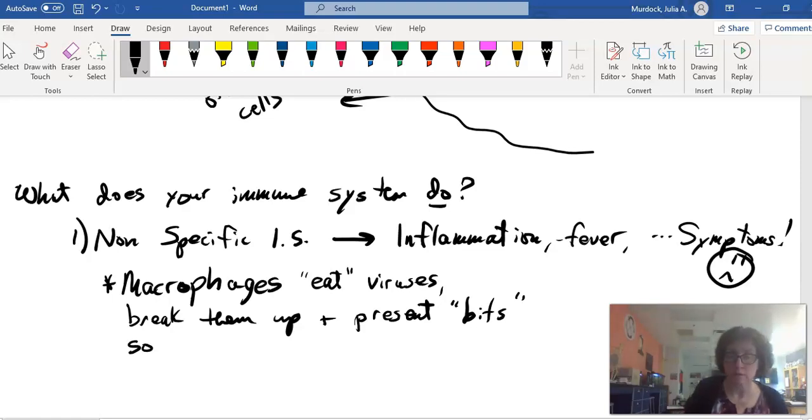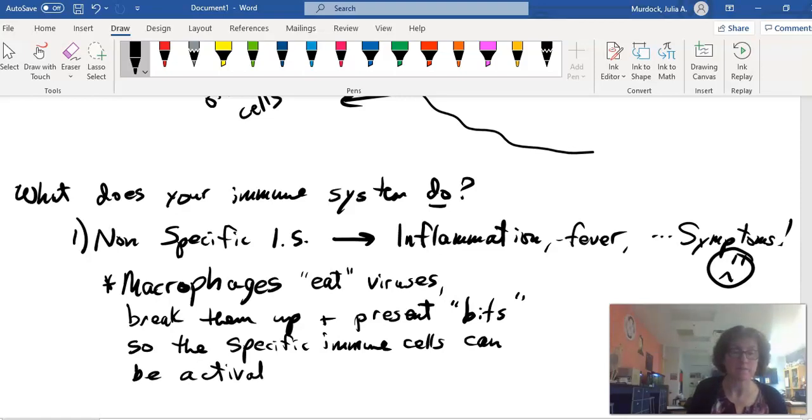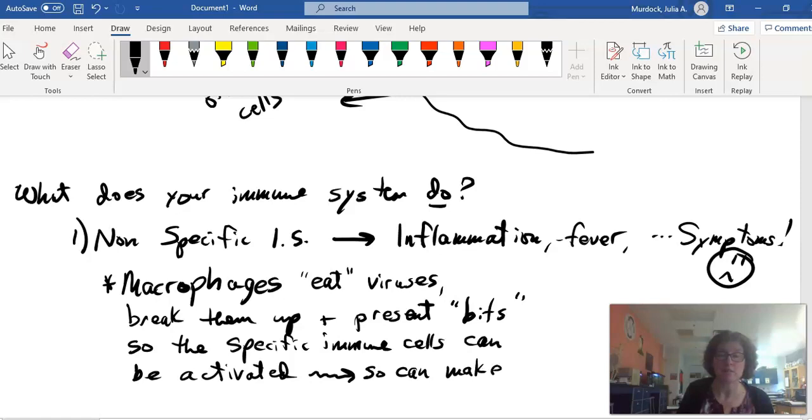So the specific part of your immune system, those specific immune cells, can be activated to make what's really going to solve the problem, which is something called antibodies.